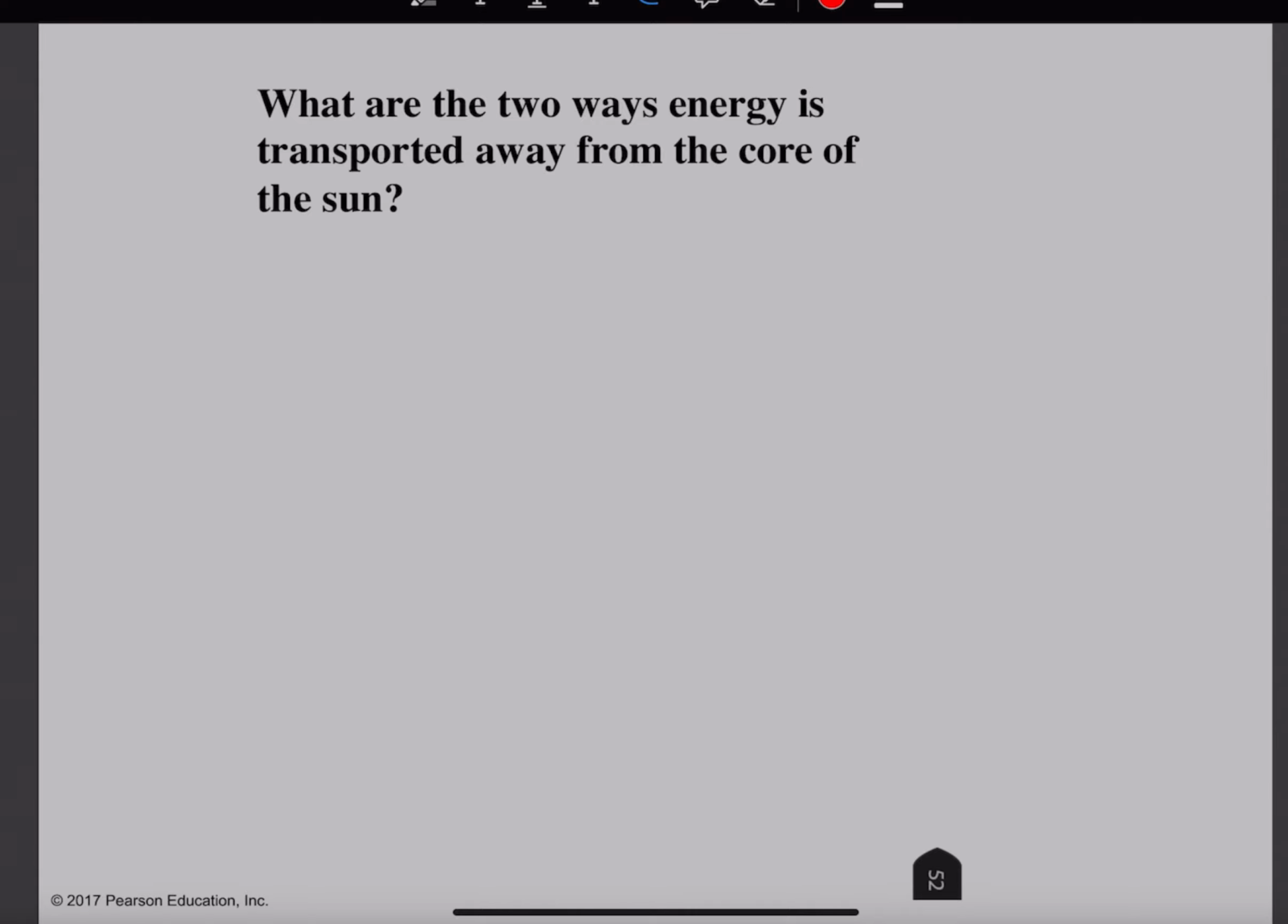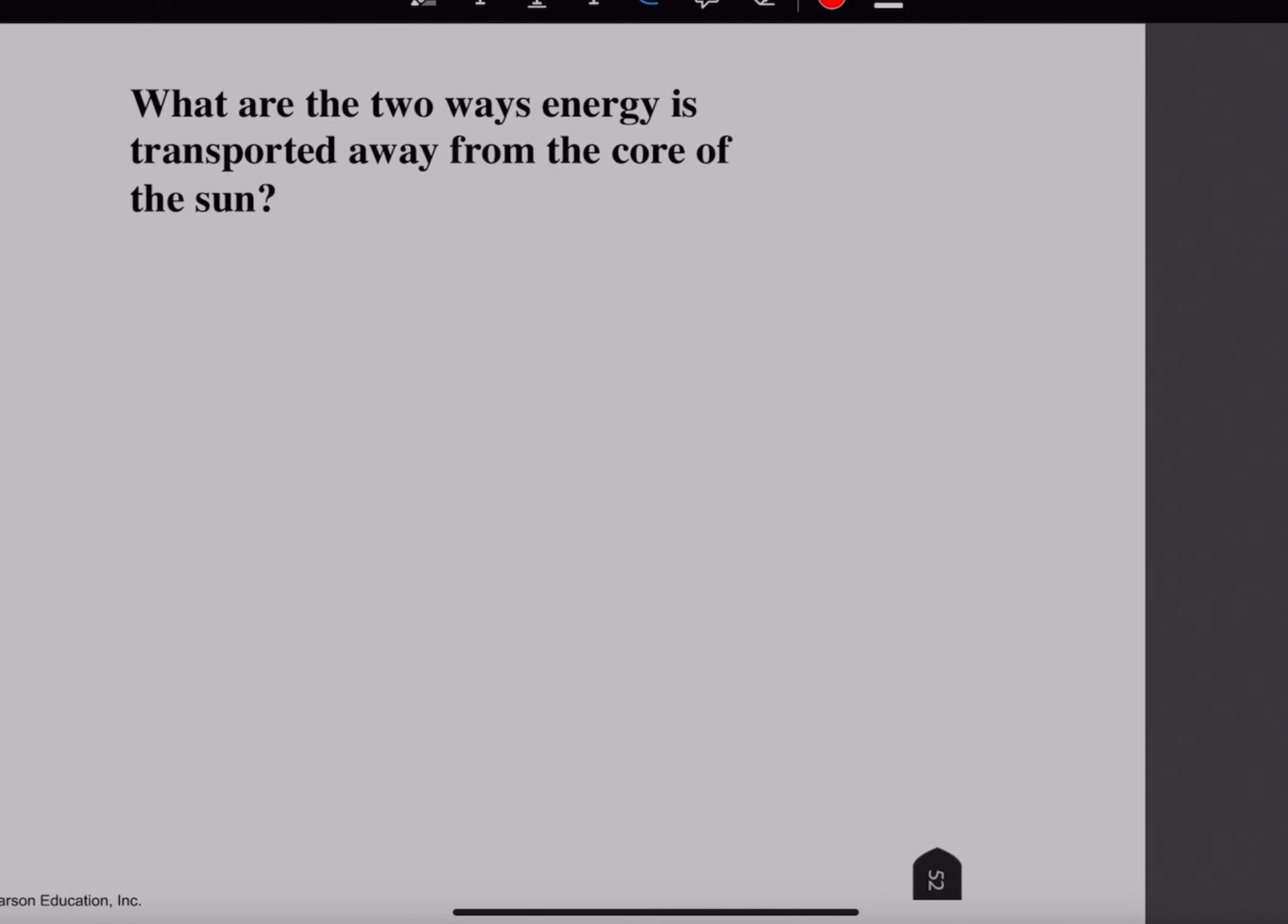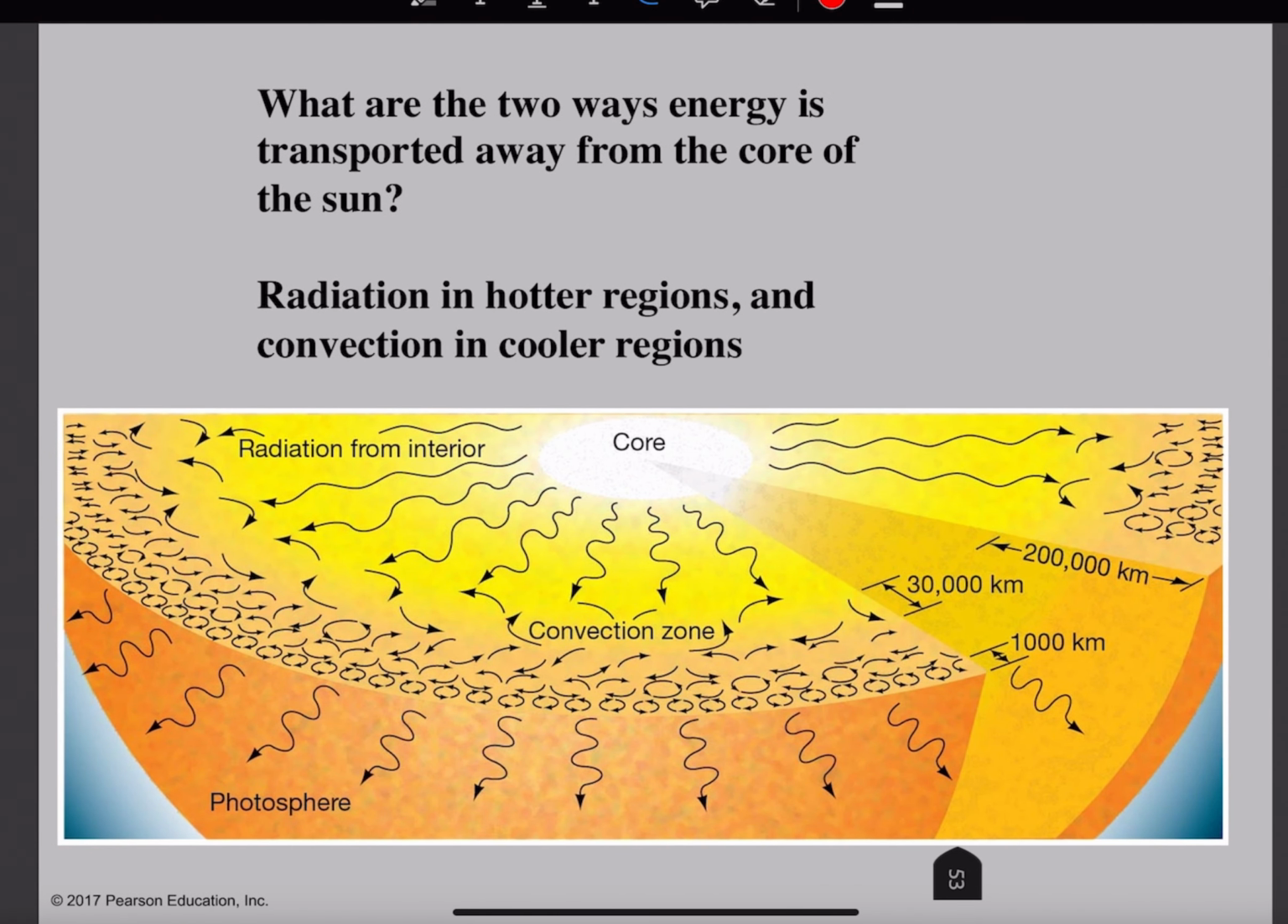All right. What are the two ways that energy is transported away from the core of the sun? So the first way is just above the core. It's by radiation in the inner regions of the sun. And near the surface of the sun in the outer regions, it's by convection. So you can see it again here, in the inner region it is by radiation, and near the surface of the sun, it's by convection.